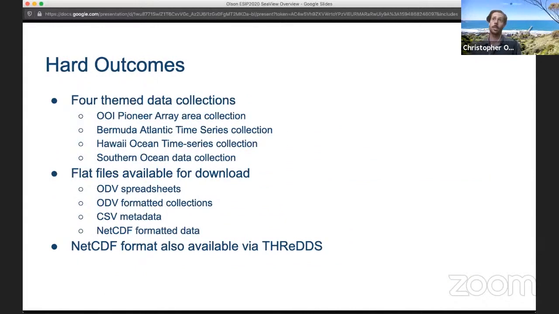So some hard outcomes: we did this for four themed collections, again, based off of scientist and user input. The files are available both as collections that can be downloaded, flat file downloads, and we also set up a THREDDS service for subsetting and accessing remotely through different programming languages. MATLAB, Python, R are the ones that we focused on, but anything that can speak OPeNDAP can talk to this THREDDS server.